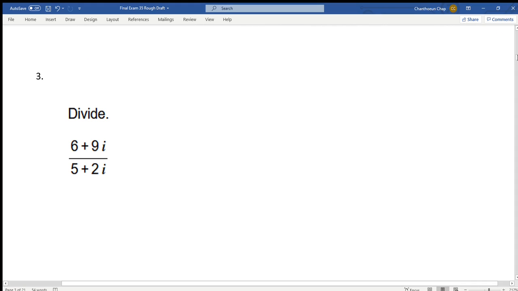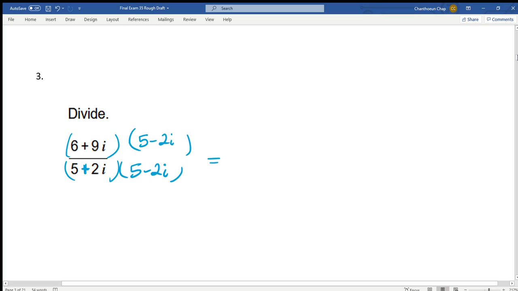In question 3, we're going to divide complex numbers. We have 6 plus 9i over 5 plus 2i. The strategy is to multiply the top and the bottom by the conjugate of the denominator. The conjugate of the denominator would be exactly the same thing except with an opposite sign in the middle. So instead of a plus, we're going to use a negative. This is 5 minus 2i on the top, and we'll use the same thing on the bottom, 5 minus 2i.